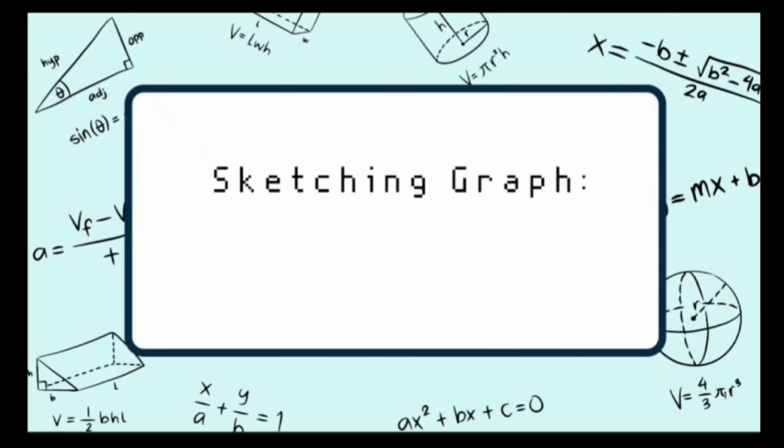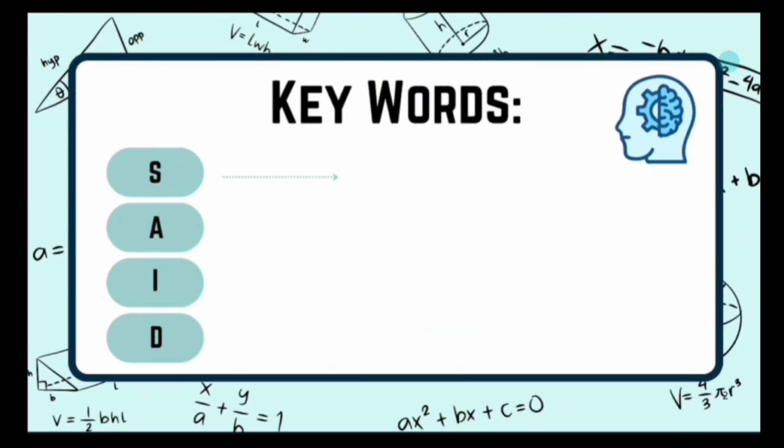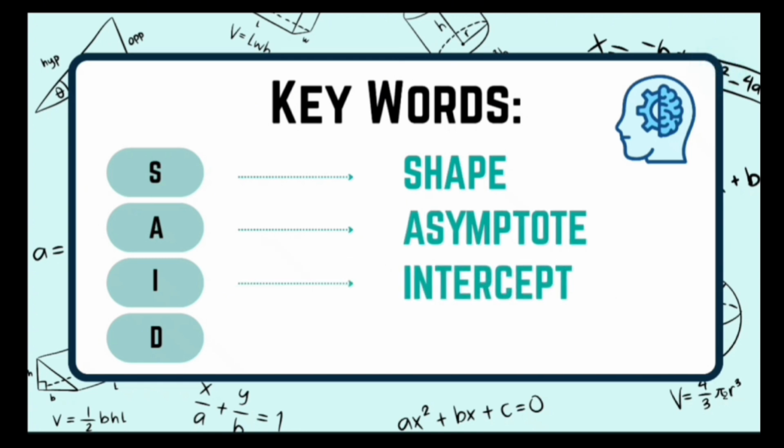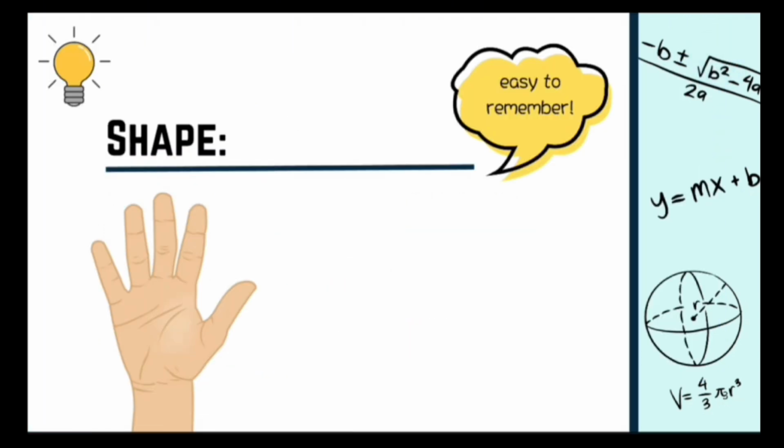We are introducing a new method to sketch exponential and logarithmic graphs, which is called SAID. So what is SAID? S stands for shape, A stands for asymptote, I stands for intercept, and D stands for draw. First step, we need to determine the shape of the graph.